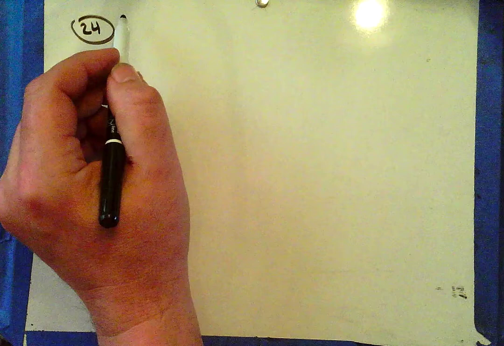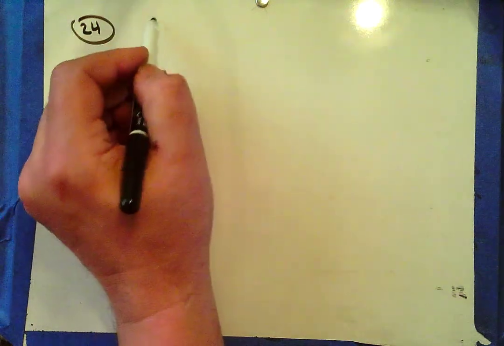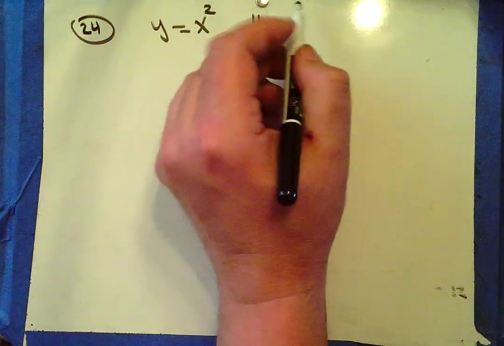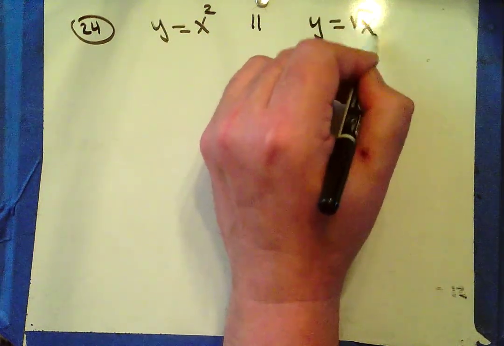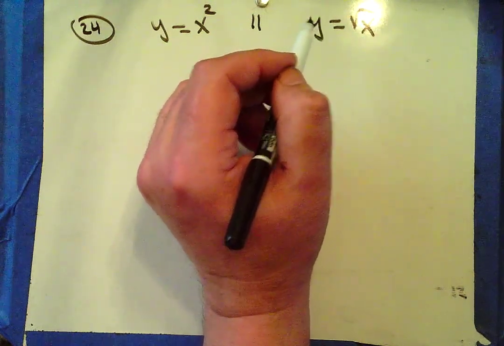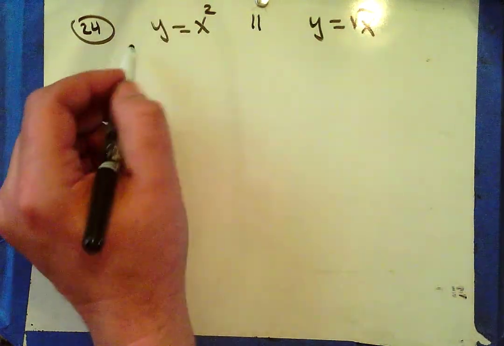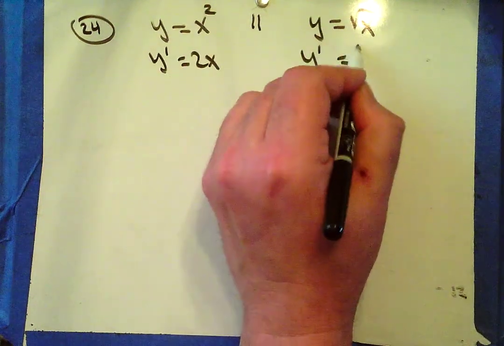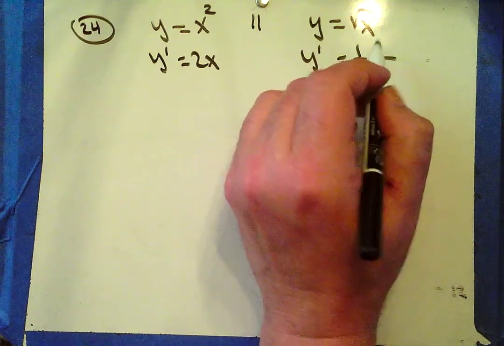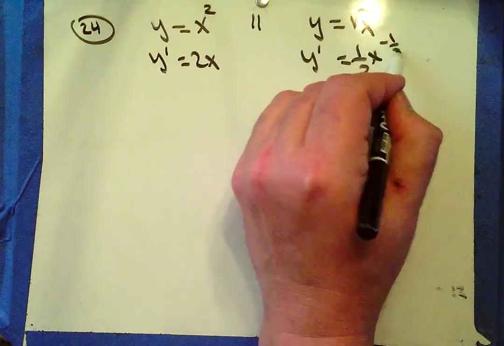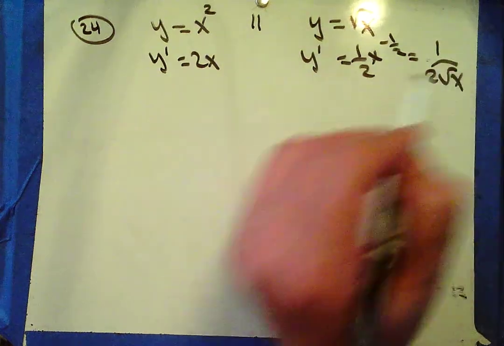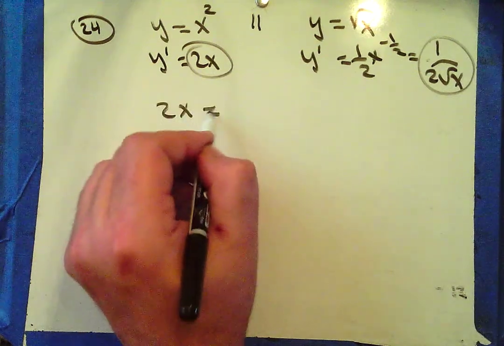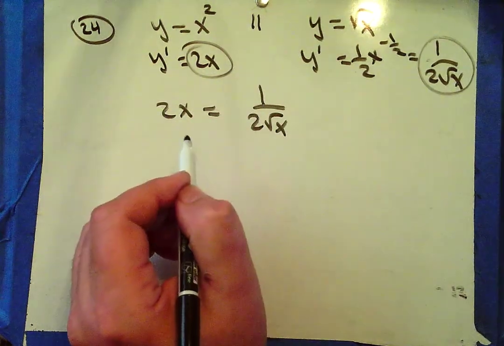24, what is the value of x if the line tangent to y equals x squared is parallel to y equals square root of x? Parallel. So parallel lines have the same slope, so we want to know when y prime here equals y prime here. X to the minus 1/2, or 1 over 2 root x. So I want to set this derivative equal to this derivative. So 2x equals 1 over 2 root x.